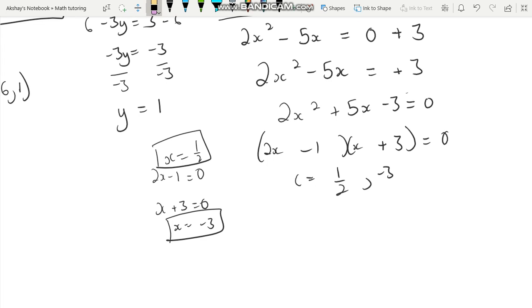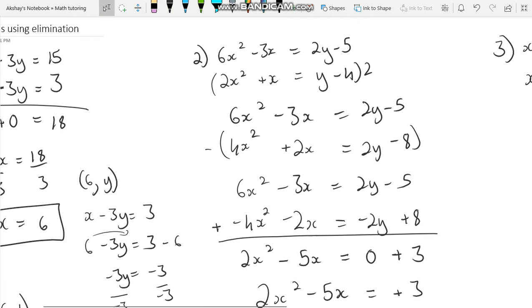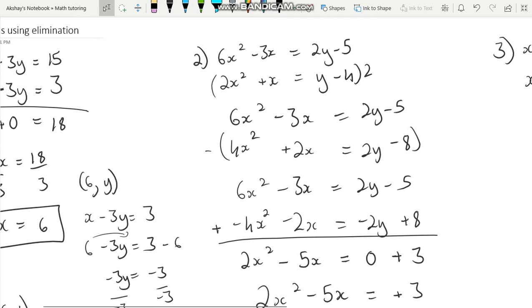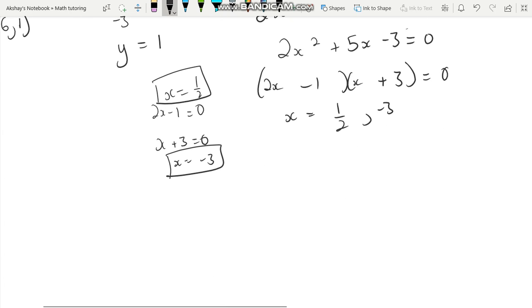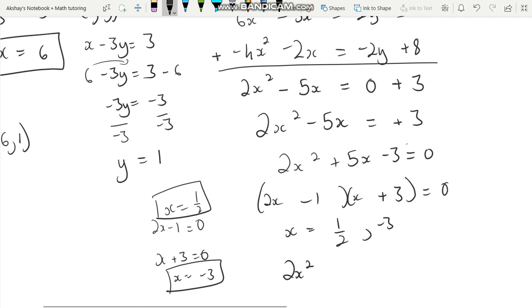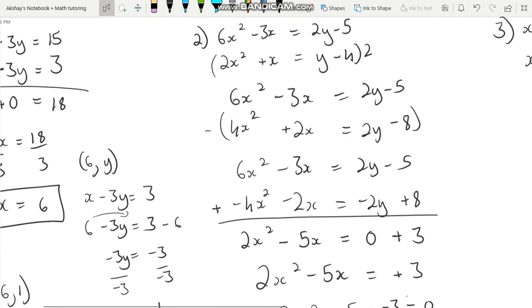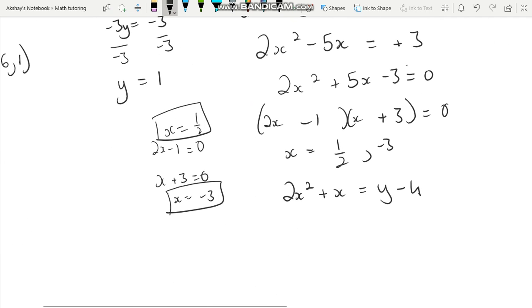So what I would do here is plug my x values back into one of my functions. Let's see. I'm going to plug it back into my second function, 2x squared plus x is equal to y minus 4. So I'm going to plug in x is equal to 1 over 2 and x is equal to negative 3. We're going to start with x is equal to 1 over 2.